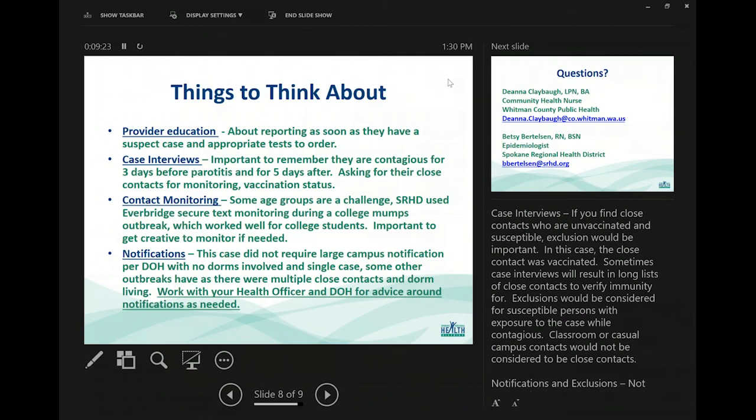And notifications and exclusions, these are not easy topics, but remember that the health officer does have the authority via the WAC to implement exclusions in outbreak scenarios if it is deemed necessary. That was not the case here, but this case could have gone very differently. Sometimes we have seen across the country that cases do spread on college campuses with mumps outbreaks and other diseases, especially if there are dorms or a lot of social life spread happening in a Greek system or other situations. So how wide to spread notifications and when or if to use exclusions would be important topics to consider, again, with your health officer and any agencies involved as needed.